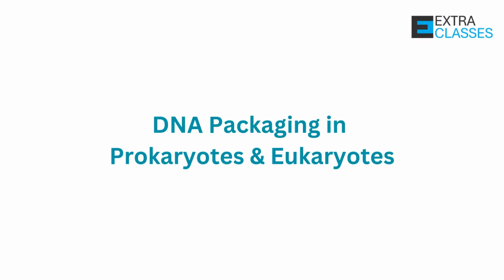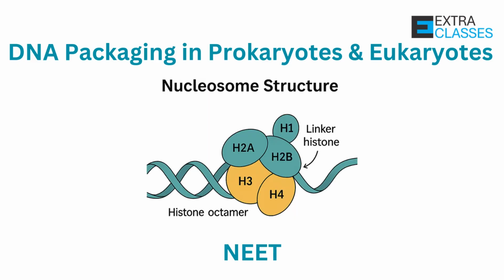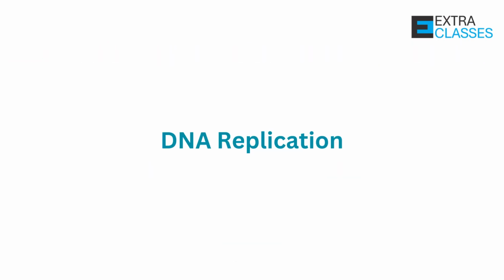Don't skip DNA packaging. In prokaryotes, DNA is organized with polyamines in proteins, while in eukaryotes, DNA wraps around histones, forming nucleosomes. Questions may ask about nucleosome structure, histone octamer with H2A, H2B, H3, and H4, with H1 as linker histone.